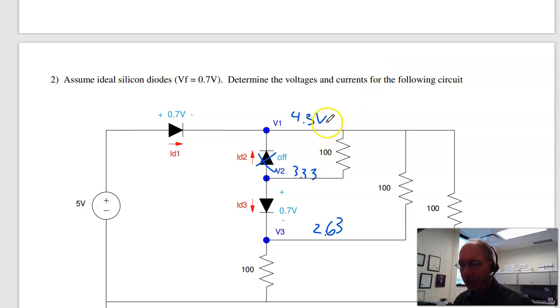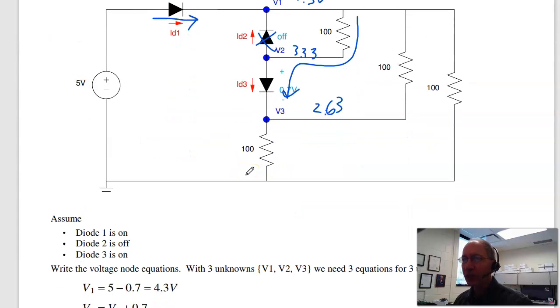The current through this diode, 4.33, is more than 3.33. So I have current flowing through this guy. Diode 3 has positive current. That checks. And that current's got to come from somewhere. Diode 1 has positive current. That checks. So my assumption was correct.